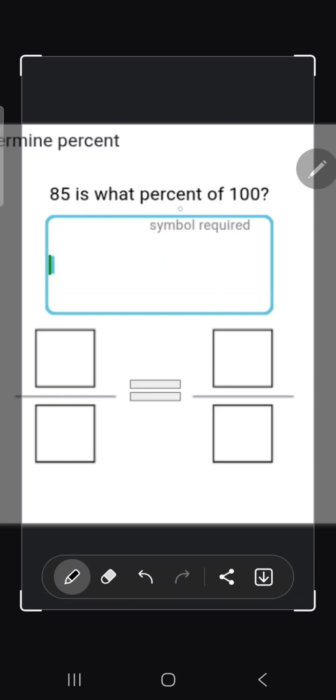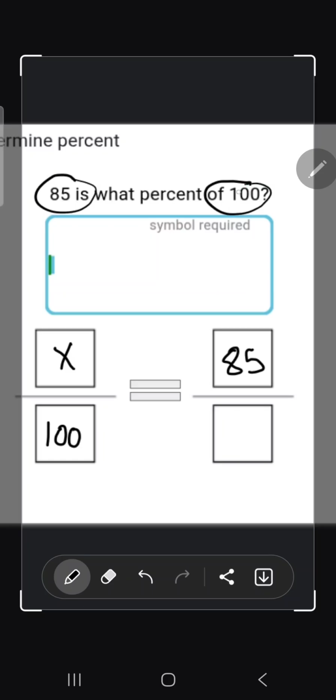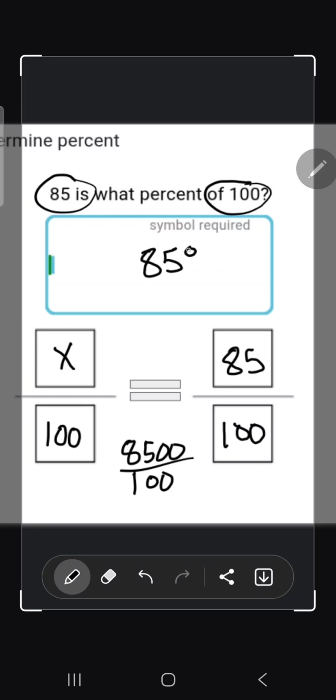85 is what percent of 100? So we don't know the percent. That's over 100. 85 is, this would be the part, and the of part would be the total. So we're going to do 100 times 85, which is 8,500. And we're going to divide by 100. So my answer is going to be 85% because we were trying to find a percent.